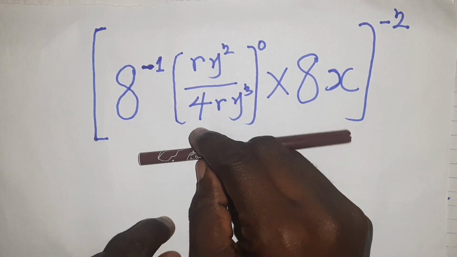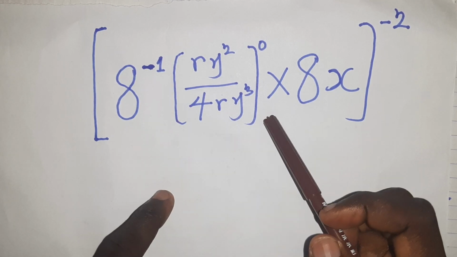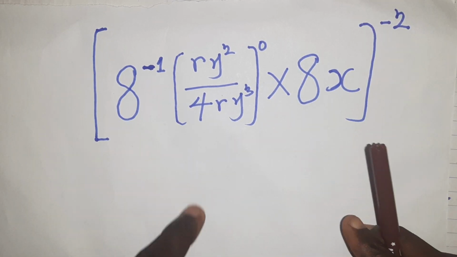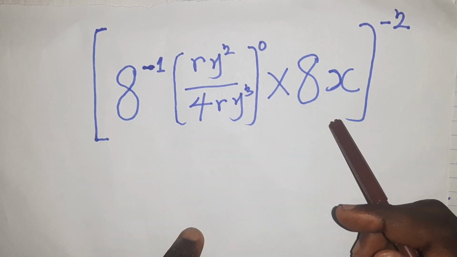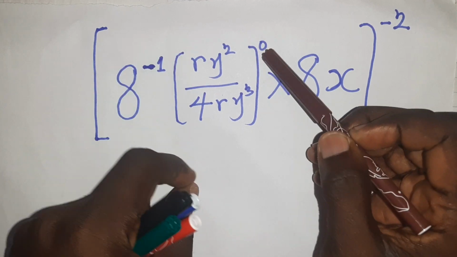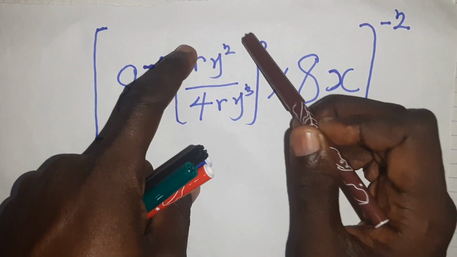Okay, so let's look at this interesting indicial expression. We have these values, and we have them all raised to the power minus 2. So let's deal with what is in the brackets first of all. And let's remember that any value raised to power 0 is 1. So we have these whole values raised to power 0. So this will give me 1.